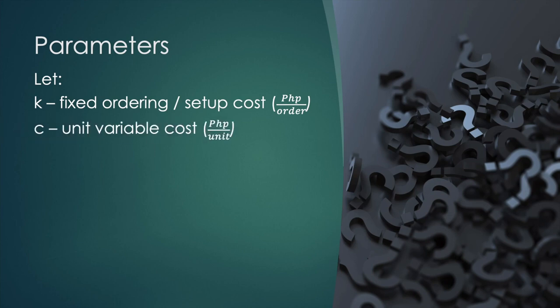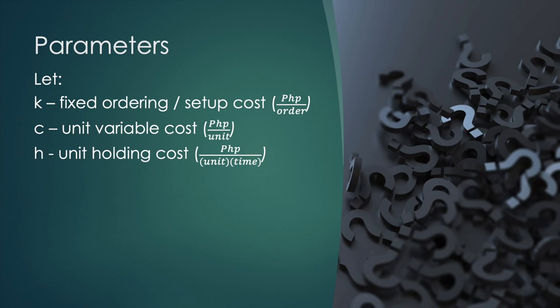Next, the next parameter is called the unit variable cost. The unit variable cost, I think, is easy to understand because this is the cost of purchasing the inventory or the unit from your supplier. And this is denoted by the constant C. In Mortimer Middleman, the unit variable cost is $700 per carat.